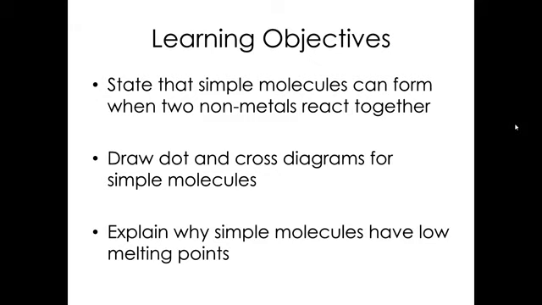Okay, so our learning objectives for today, we need to be able to state that simple molecules can form when 2 non-metals react together. You need to be able to draw dot and cross diagrams for simple molecules, just like we could for ionic, and you need to be able to explain why simple molecules have got low melting points.